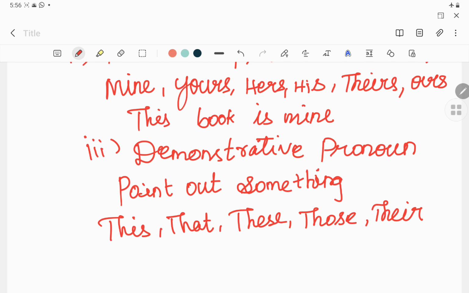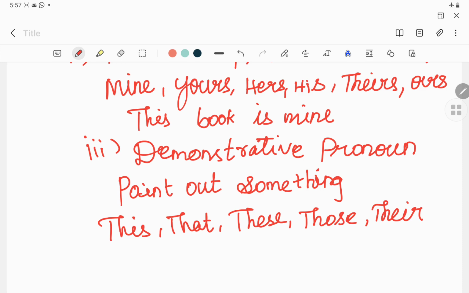So to point out something: this book is mine. Here we have two pronouns. What are they? This is a demonstrative pronoun, mine is a possessive pronoun. You want to know which is the demonstrative pronoun and which is the possessive pronoun. So this means idu, that, adu, these, avaigal, those, these, ivaigal, those, avaigal, there, avargal.